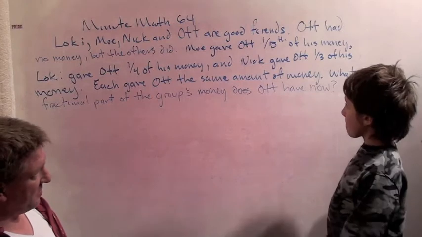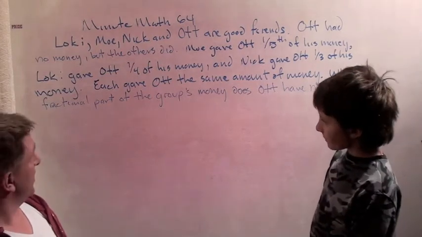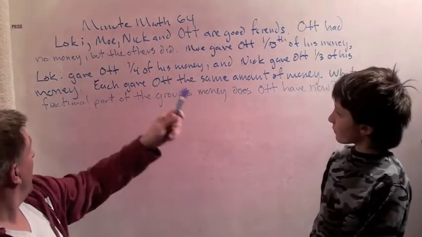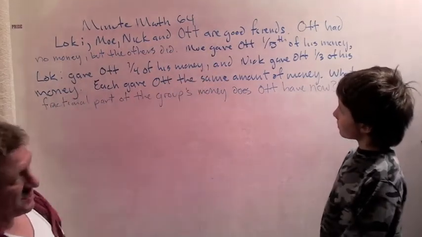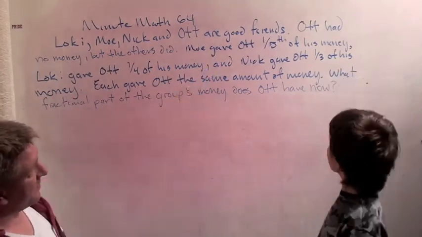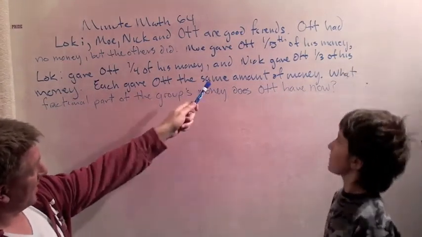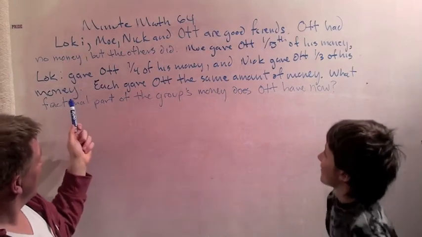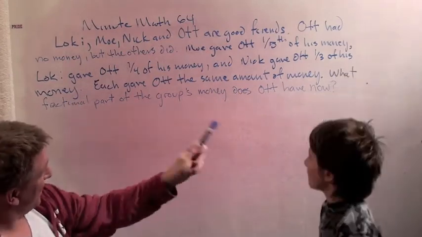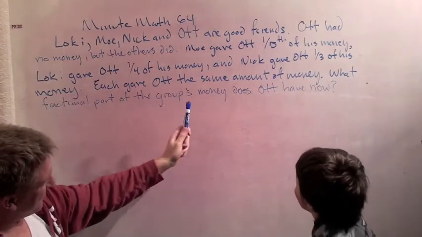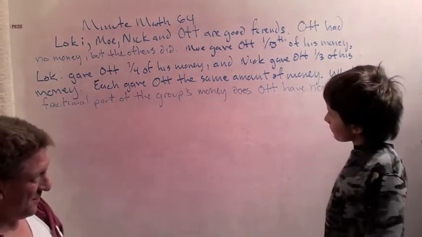It's about some kids who have some money. Are you ready? Loki, Mo, Nick, and Ott are good friends. Ott had no money, but the others did. Mo gave Ott 1/5 of his money. Loki gave Ott 1/4 of his money. And Nick gave Ott 1/3 of his money. Each gave Ott the same amount of money. What fractional part of the group's money does Ott have now?